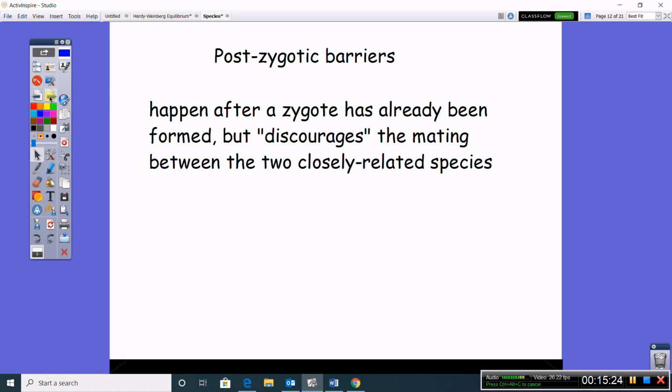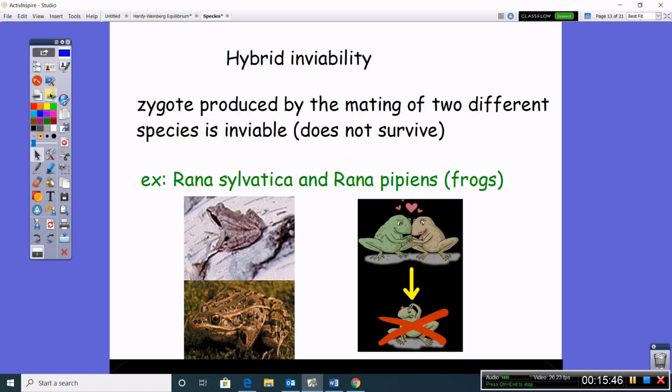A postzygotic barrier will happen after a zygote's formed, but usually something's wrong with it. And so that's going to discourage mating between those closely related organisms in the future. So postzygotic means a zygote has been formed. Fertilization has happened, but something is typically wrong with that embryo. So first we have hybrid inviability. All three types of postzygotic barriers are going to start with the word hybrid.